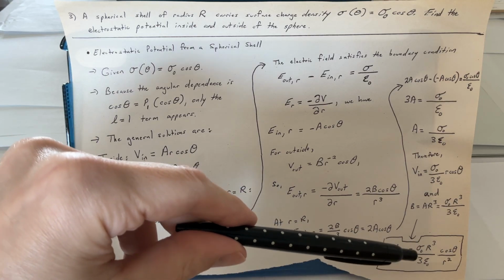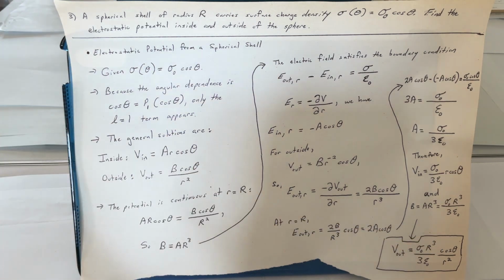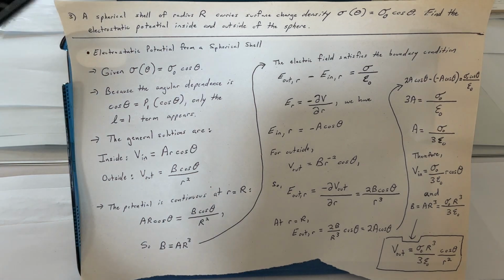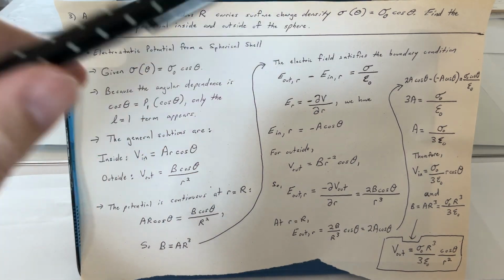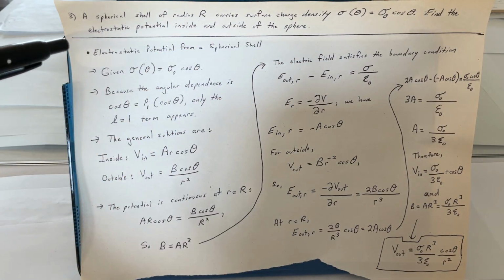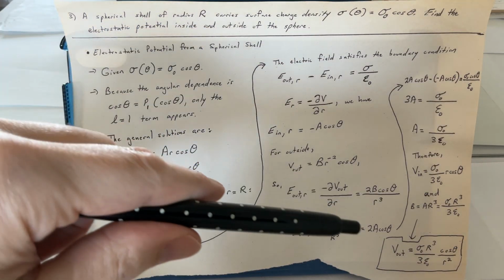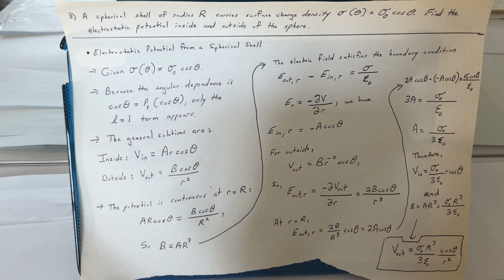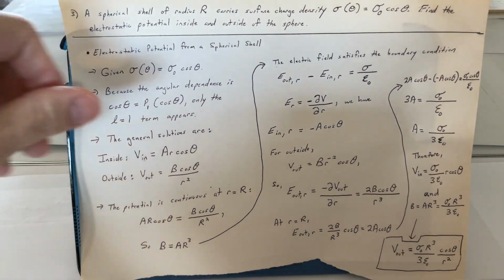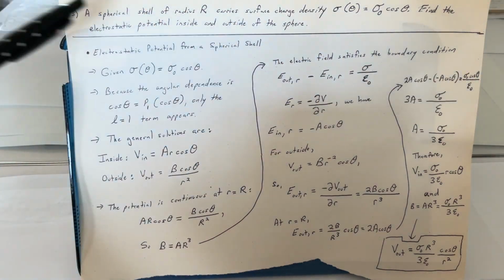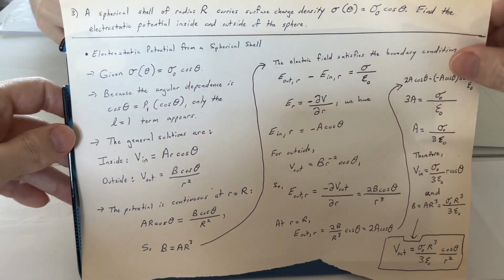The charge naught R cubed over 3 epsilon naught times cosine theta over R squared. So basically, spherical ball, radius R carries that surface charge density. Find the electrostatic potential inside and outside the sphere. That is for the outside, and we are all set because we got the in and we got the out. We got both. Pardon me if I abbreviated some expressions by speaking, but this is the math for number 3.